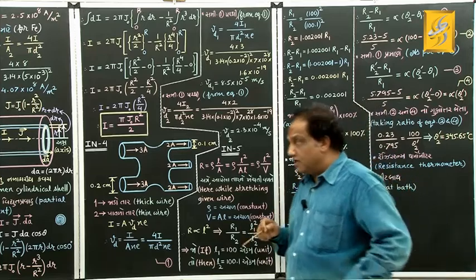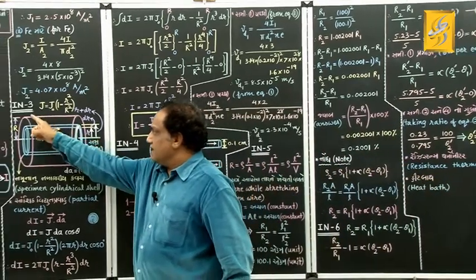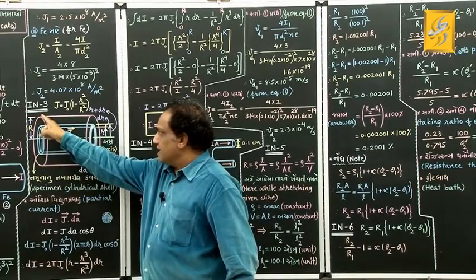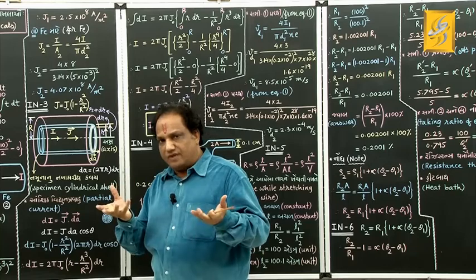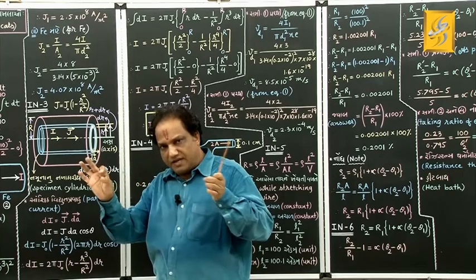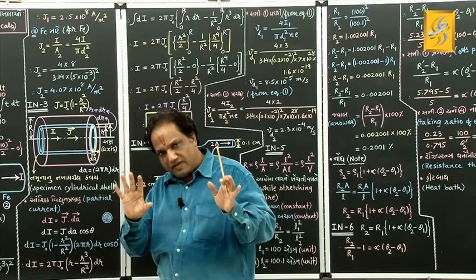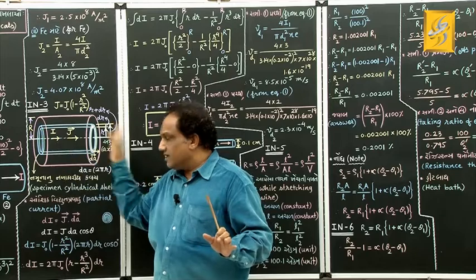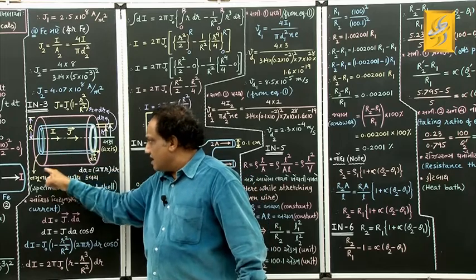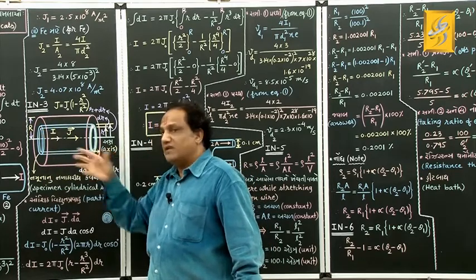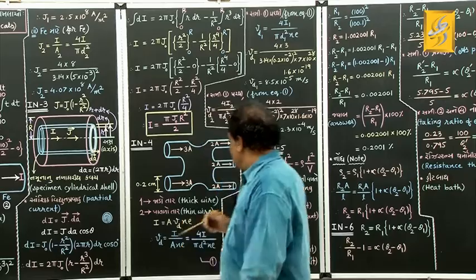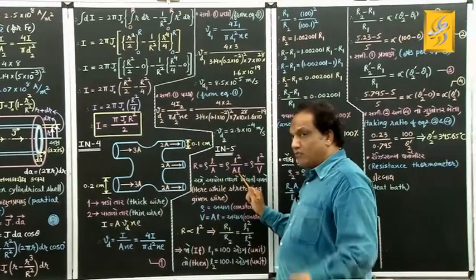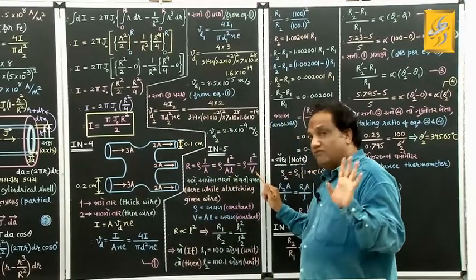A into L means, look here, this cross sectional area multiplied by this length. If it is not informed to you that the wire is cylindrical, by default you should take that wire as cylindrical only. And for any cylindrical wire, this cross sectional area into length will give you its total volume. So this A into L will give me the volume of that wire, let it be capital V.